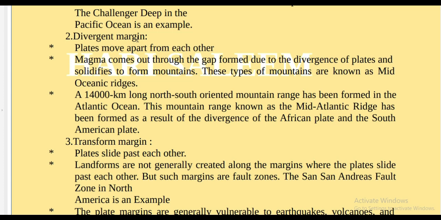Divergent margin. Plates move apart from each other. Magma comes out through the gap formed due to the divergence of plates and solidifies to form mountains. These types of mountains are known as mid-oceanic ridges.